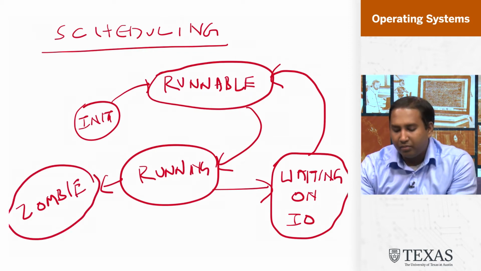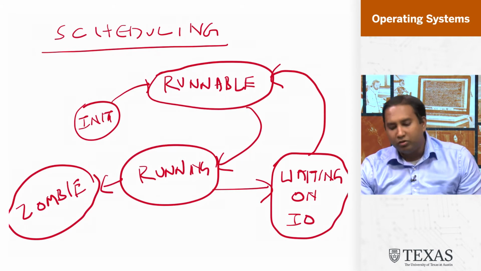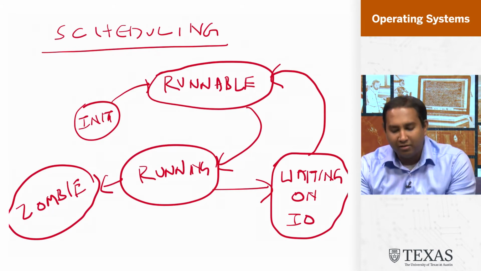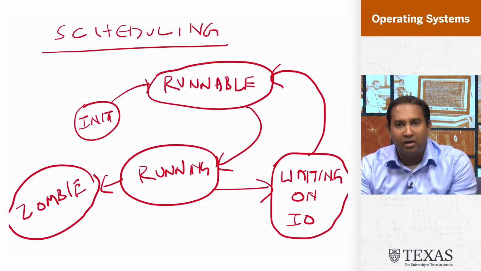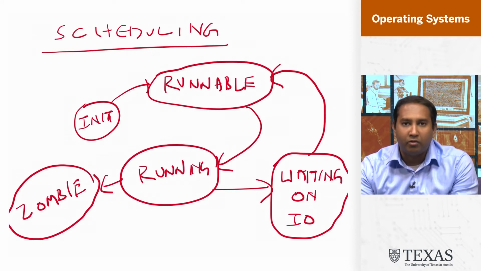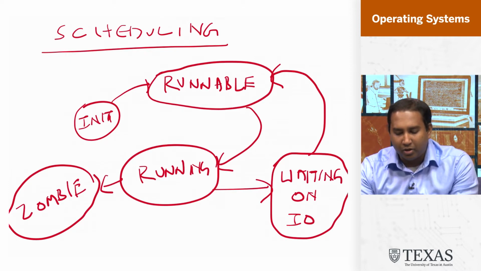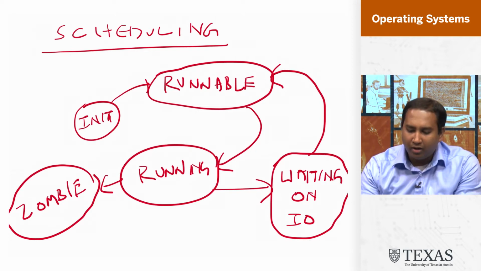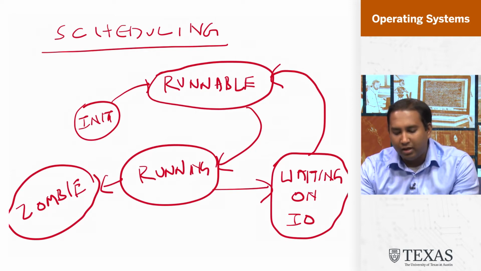The zombie state is when a process has finished running, but there's still some event in the system that has to happen for it to be fully deleted and flushed out of the system. We'll learn about some of these events later in the course, but that's another state that the process can get to. If you look at the scheduler of a modern operating system, these are all states that the operating system or the kernel has to handle.